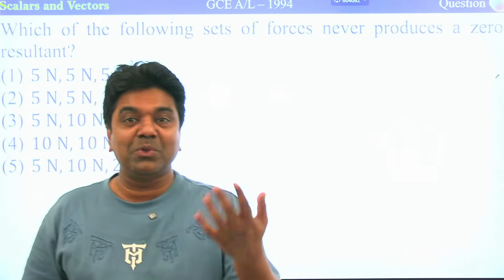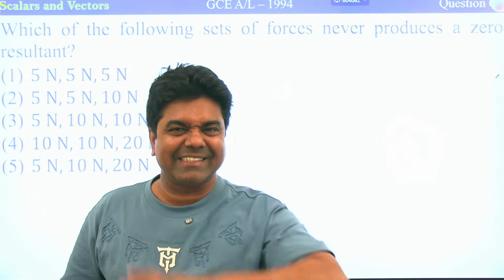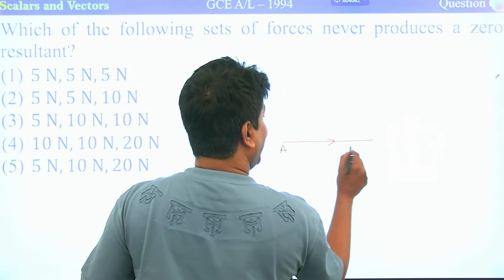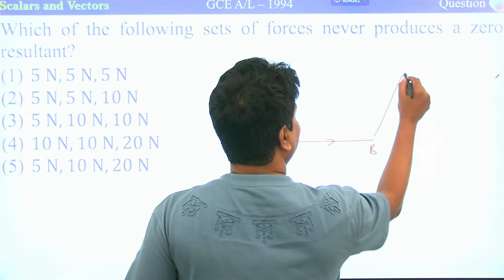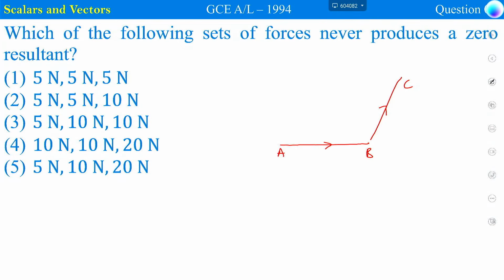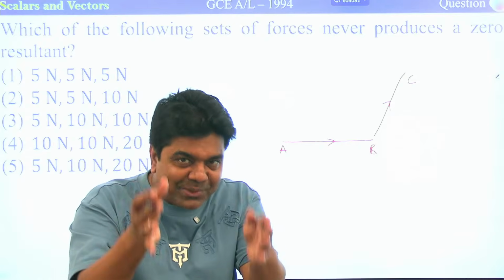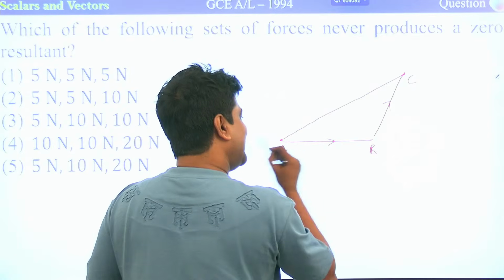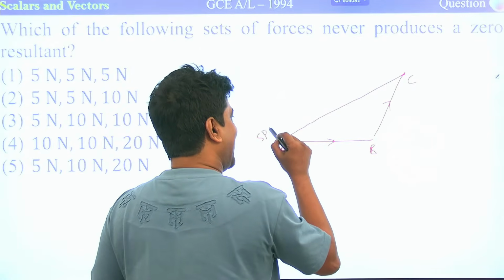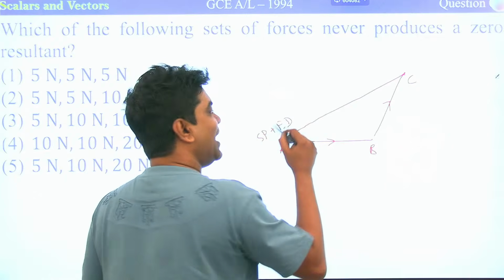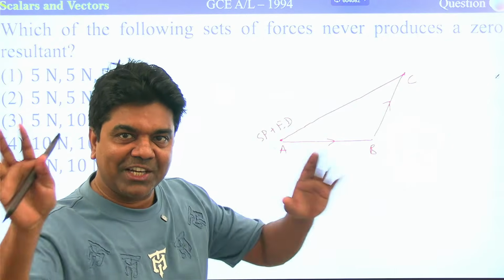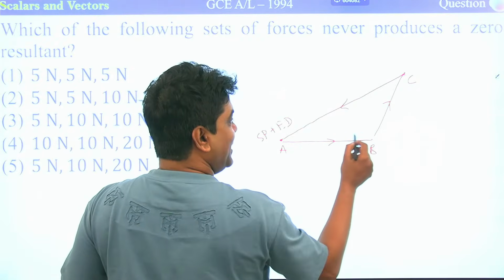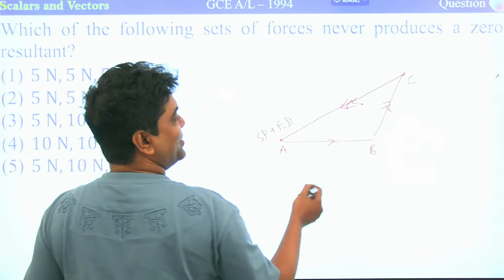3 means we go to the polygon theory, what we learned last. The polygon theory says we have a vector AB and another vector BC, and if it is not producing a resultant, it should connect back to point A. The starting point and the end point are the same. So it is coming back to the initial point, so there is no resultant.